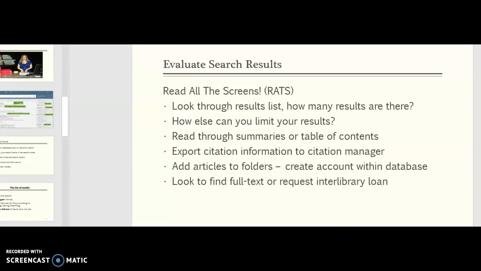So how do you evaluate your research results? Read all the screens. Think RATS. Look through your results list. How many results are there? How else can you limit your results? Read through summaries or table of contents. Export citation information to a citation manager like Zotero or Mendeley. Add articles to folders and create an account within the database, and look to find full text or request interlibrary loan.